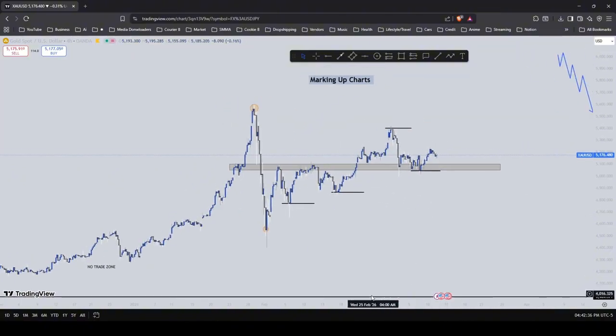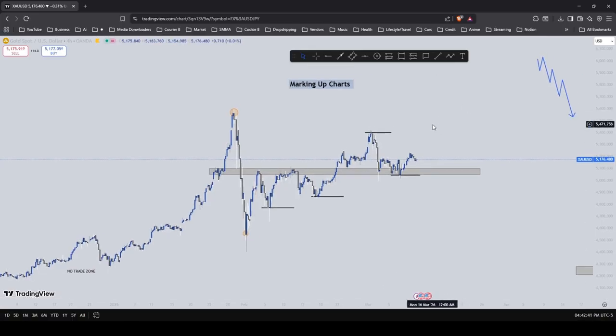You see how clean my chart looks? Somebody will literally be like, oh my God, his charts are so clean. How do your charts look so easy? This is how I literally just gave you a step by step of what I look for.